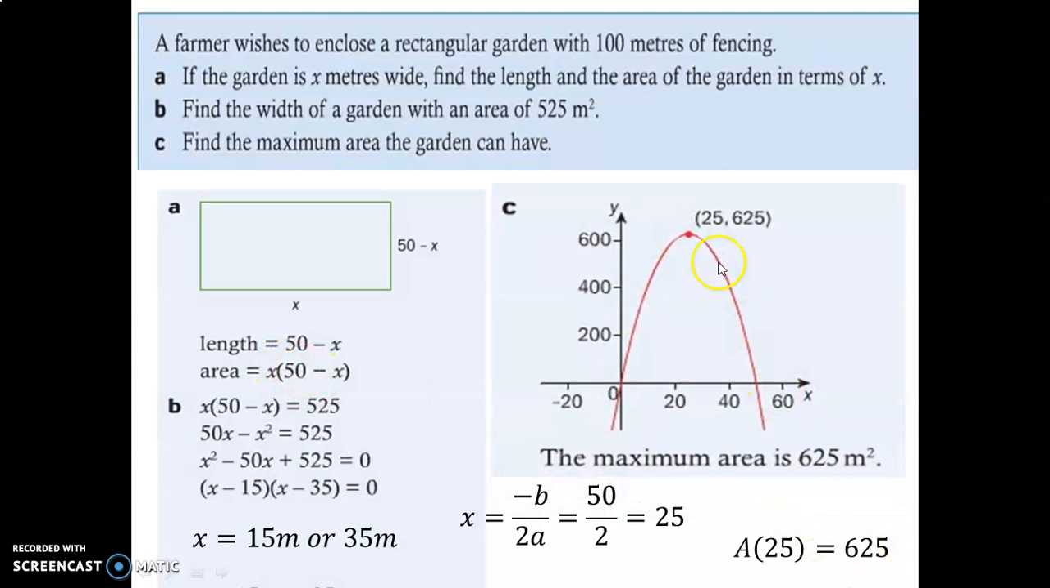And we can see that on the graph as well. If we took this area formula here and graphed it with y equals this equation, we get this parabola. And we can see the maximum point is here. And since y represents the area, we can see the maximum area is right here at 625. There's no area here, but the maximum is right there. So we found the max area.